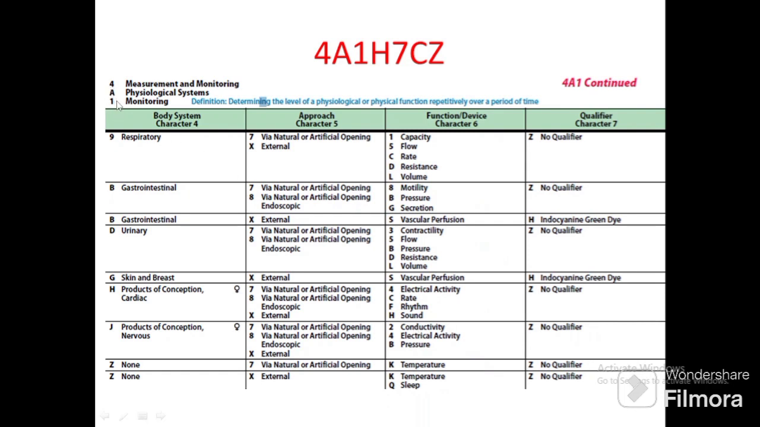So the table 4A1, see here the root operation is monitoring. You can always check the root operation here. That means the third character always indicates the root operation. See, monitoring. So we search for the term products of conception. So H. So the approach is via natural or artificial opening 7. And we are monitoring the rate and with no qualifier Z. So monitoring products of conception, natural or artificial opening, device or function rate, and the qualifier is no qualifier.